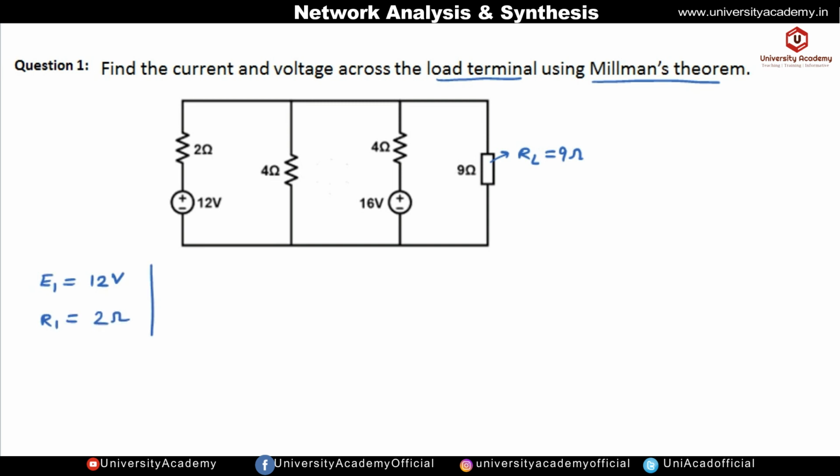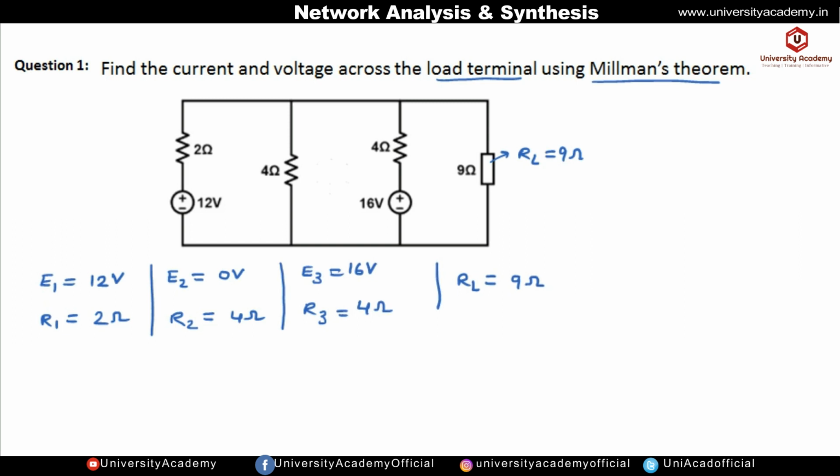Okay, so in the second branch there is no voltage source. It means there is no battery, so the E2 value is 0 volt. But resistance is there, so the R2 value is 4 ohm. And now in the third branch the voltage source value is 16 volt and the resistance value is 4 ohm, and the load resistance value in this question is 9 ohm.